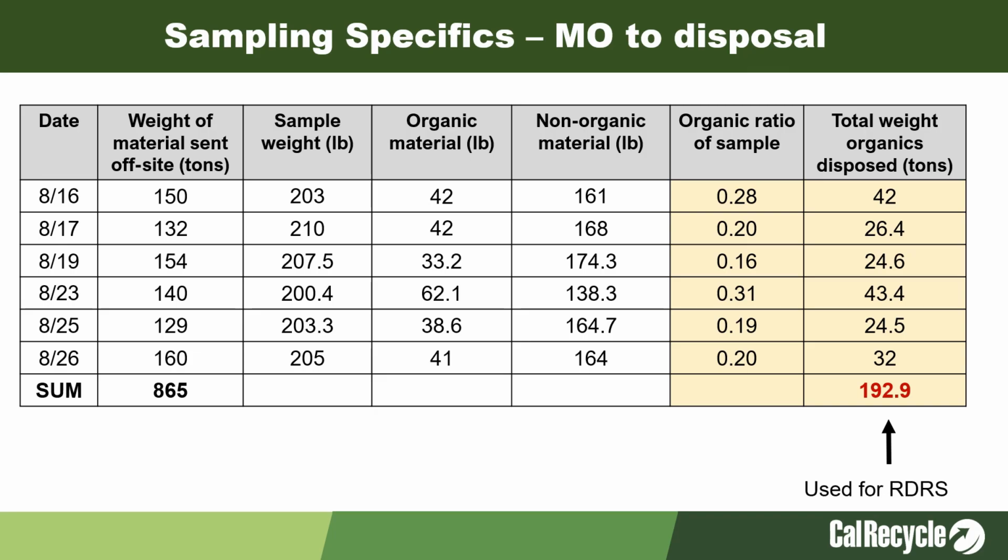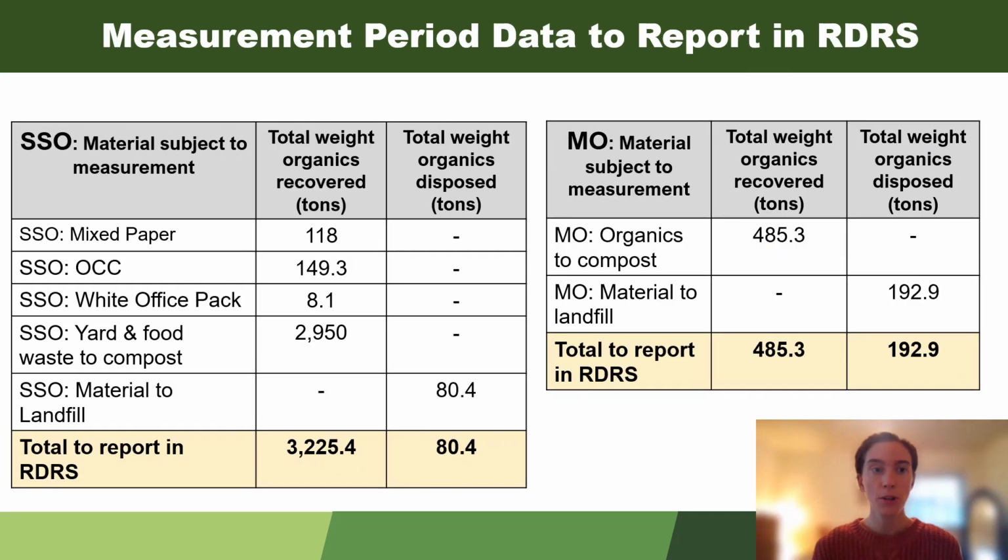Now remember, the objective of the facility measurements is to determine how much organic material is being disposed, as well as how much organic material is being recovered, which is what we calculated for the cardboard. So now let's assume that we did our measurements and calculations for our other streams. For SSO and MO material that's sent for further processing, recovery, or end use, we have calculated the total weight of organics recovered during the 10-day period for each material type. Our recovered material types for SSO were mixed paper, cardboard, white office pack, and yard and food waste to compost.